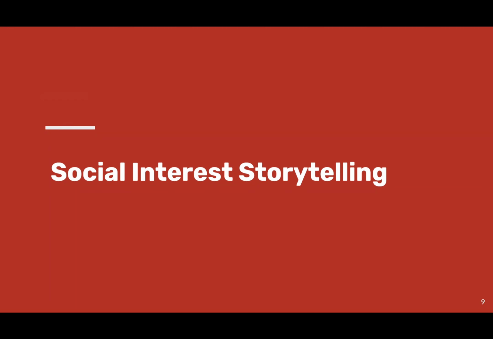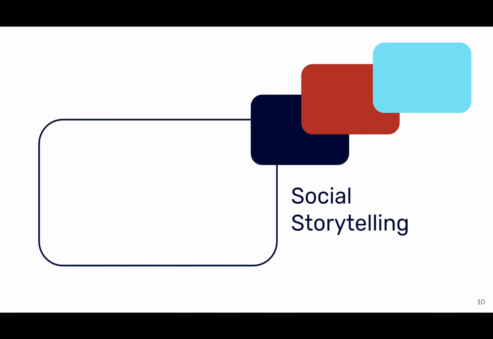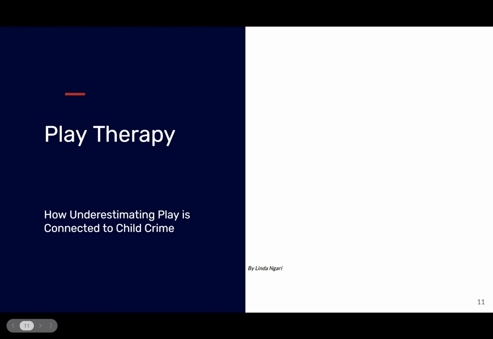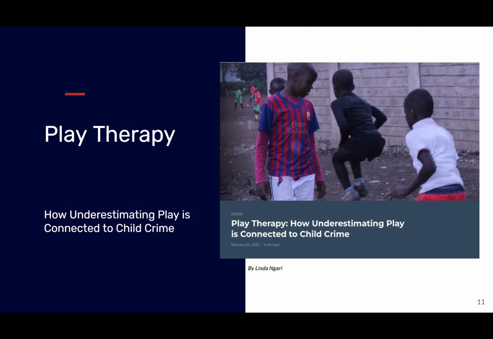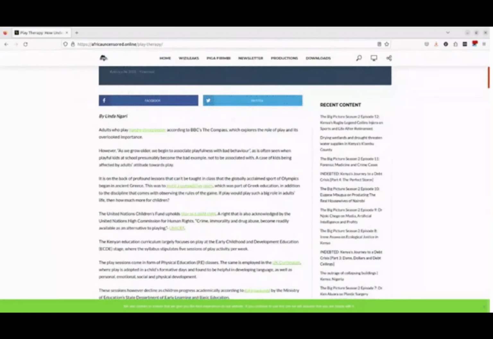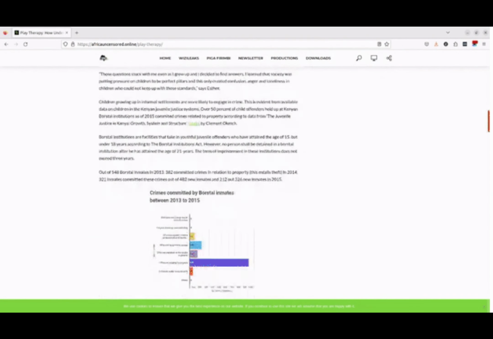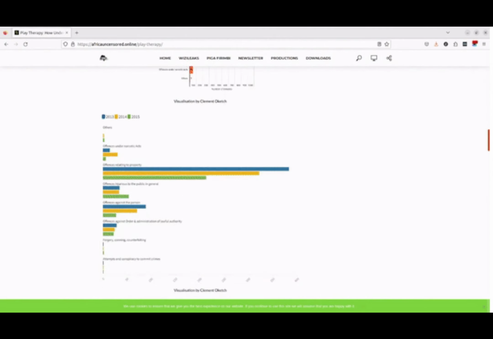The second type of data journalism is social interest storytelling. Social interest storytelling is telling social impact stories where the analysis is enriched by data. A good example of this is a piece done by Linda Ngare titled Play Therapy: How Underestimating Play is Connected to Child Crime. Linda used data to discuss the importance of play in child development and how underestimating play can be connected to child crime.